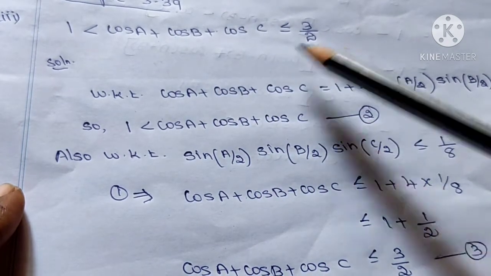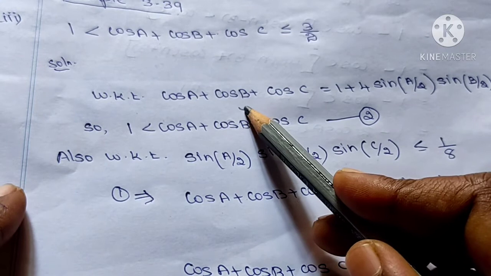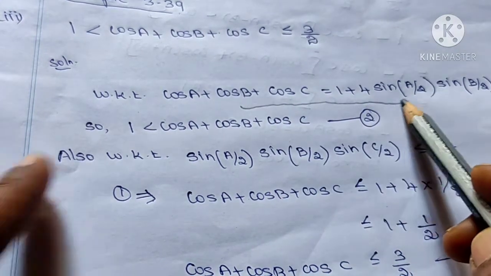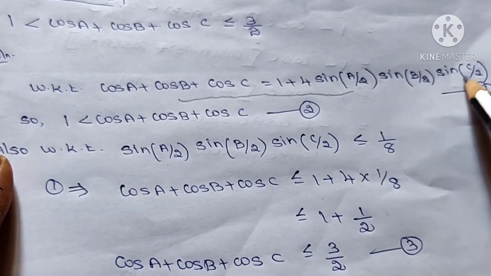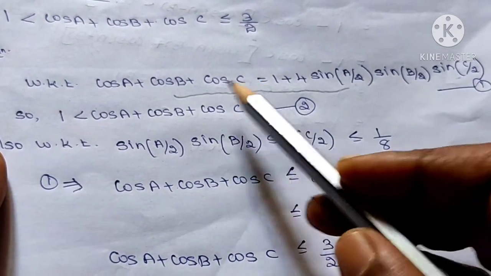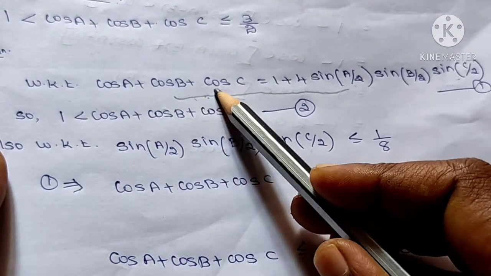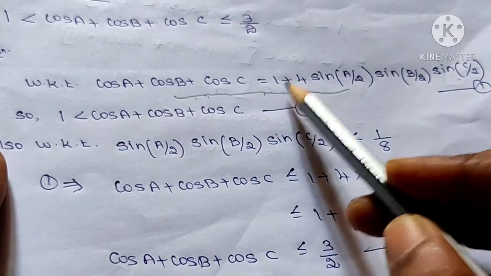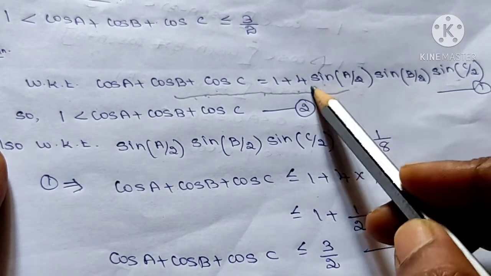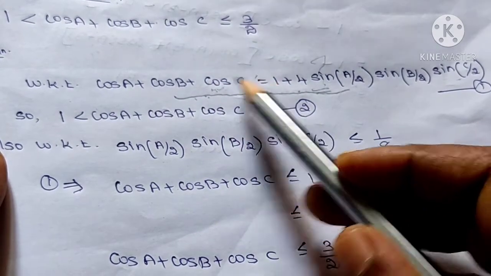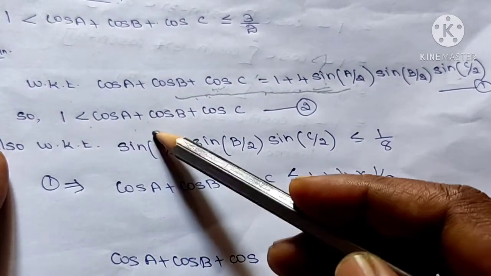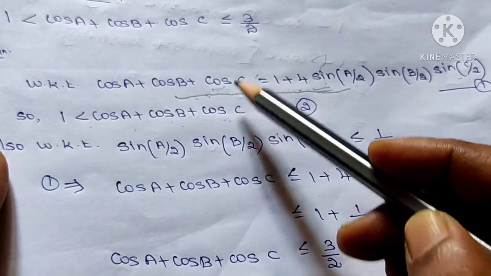So in the third part, 1 less than cos a plus cos b plus cos c less than or equal to 3 by 2. Already we know the result: cos a plus cos b plus cos c is equal to 1 plus 4 sin a by 2, sin b by 2 and sin c by 2. So see, this term cos a plus cos b plus cos c is equal to 1 plus some more little term. So this value is greater than 1. So 1 less than cos a plus cos b plus cos c.